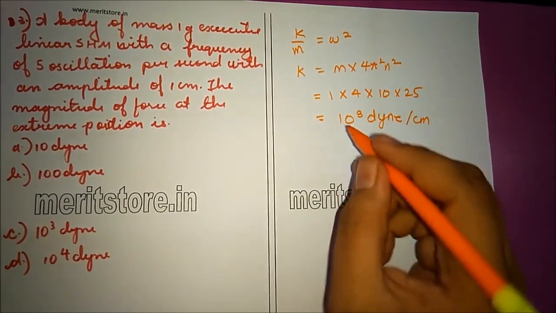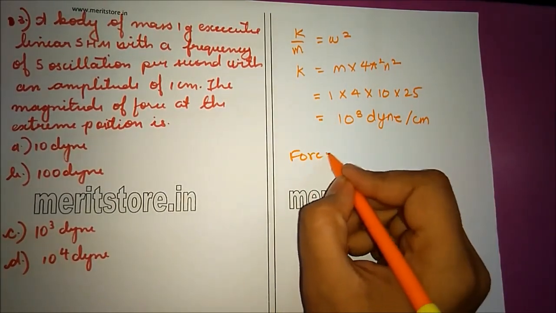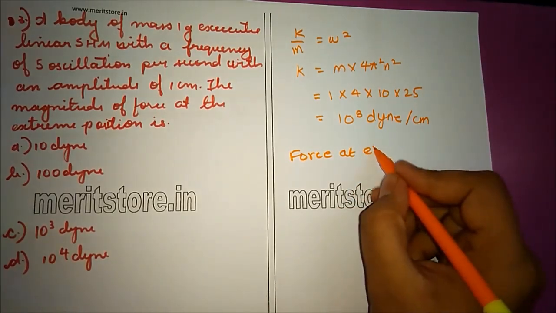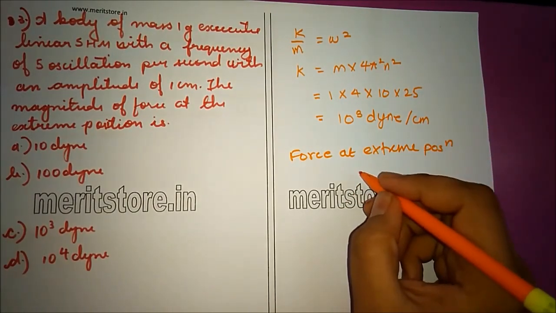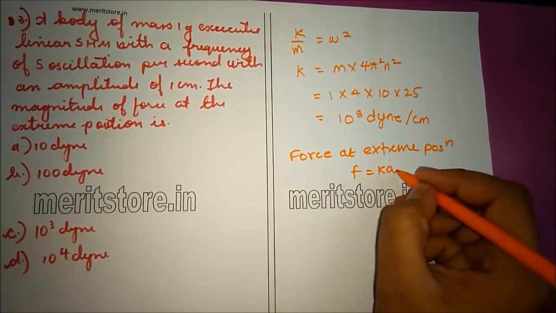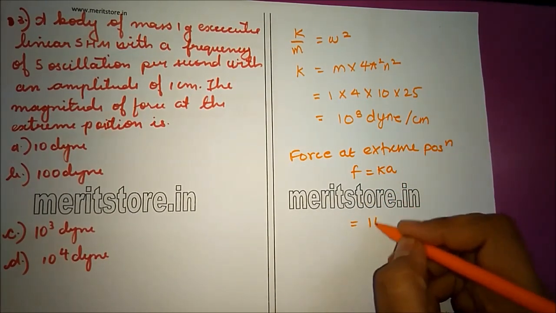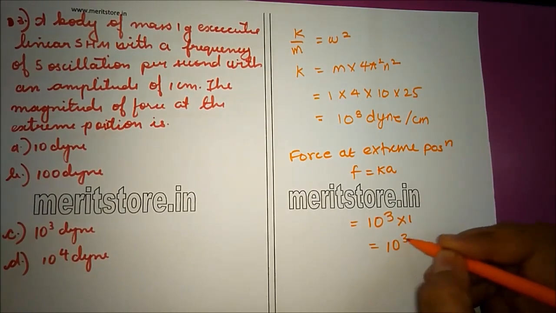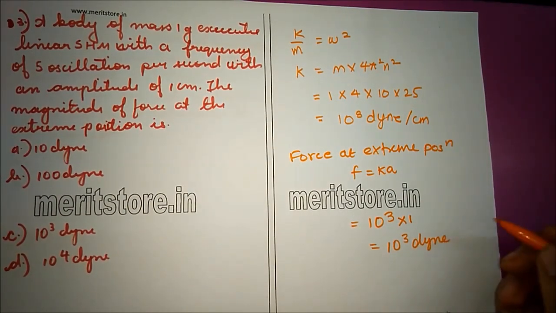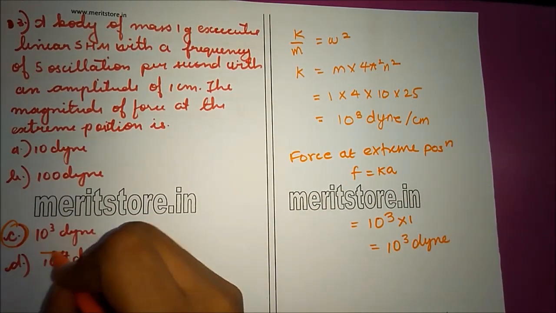So force at extreme position. F is equal to K into A, which is equal to 10 raised to 3 into 1. So the answer is 10 raised to 3 dyne. So option C, 10 raised to 3 dyne is the correct answer.